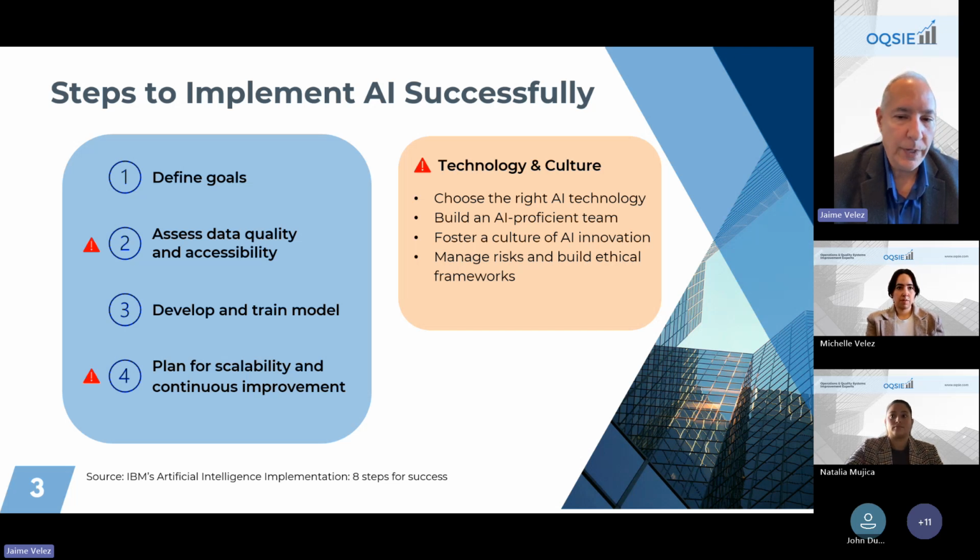I would argue that in our industry, and in the quality operations space in particular, we're wrestling with potentially 3 or 4 of these steps. But in general terms, companies struggle with the data quality and accessibility topic, planning for scalability, and the technology and culture components of this.